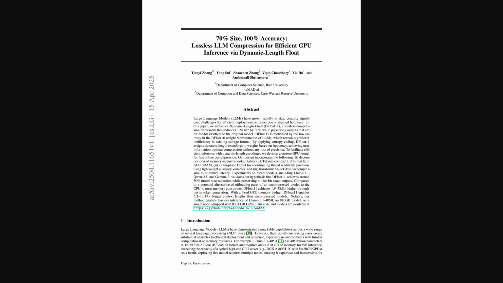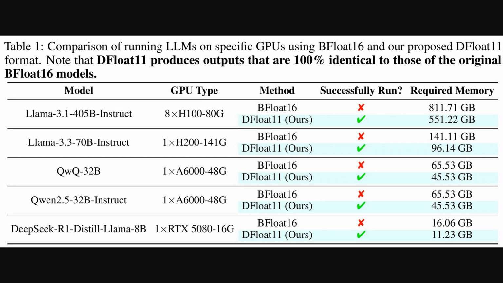I'm your host Alex, and today we're diving into some fascinating work on making large language models more efficient. The paper we're looking at is titled 70% Size, 100% Accuracy, Lossless LLM Compression for Efficient GPU Inference via Dynamic Length Float. Essentially, it introduces a new technique called DFloat11 that shrinks LLMs by about 30%, completely losslessly. That means the outputs are bit for bit identical to the original model, which is pretty amazing for deployment on hardware with limited memory.